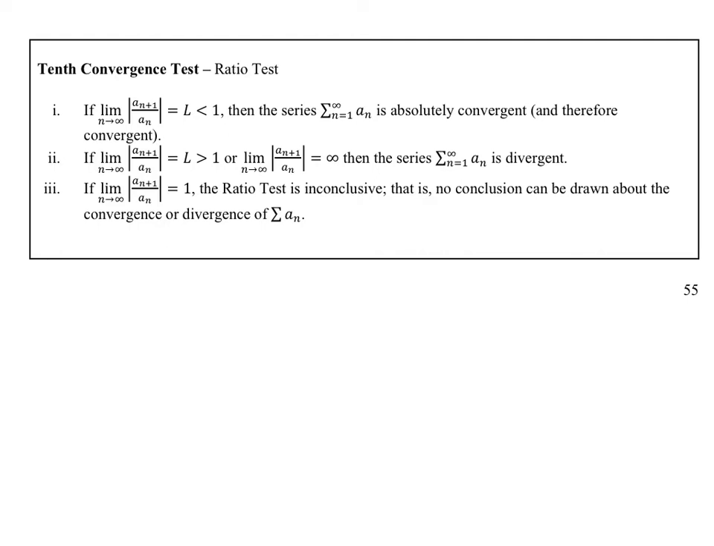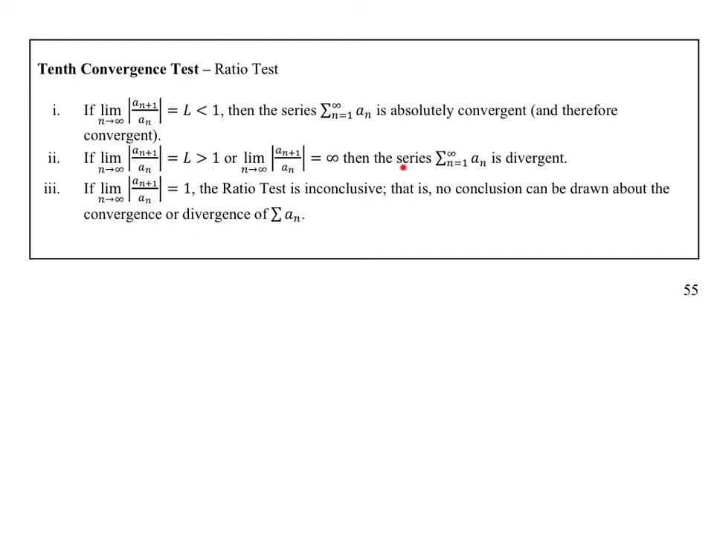The test is in three parts, basically. The first part is that you take the limit as you look at a sub n plus 1. In other words, you look at the next term divided by the previous term. So you take a sub n plus 1 divided by a sub n, take the absolute value of it, and if you get a value L that is less than 1, then the series is absolutely convergent, which means that it therefore is convergent.